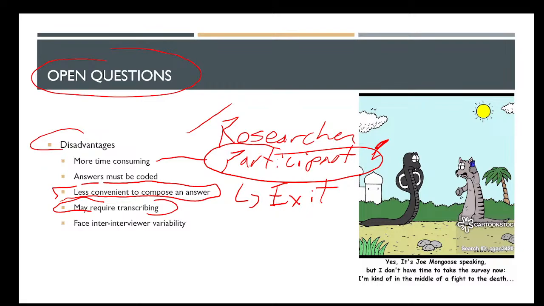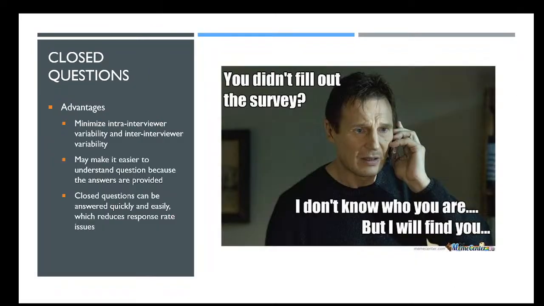And again, if you're doing this in any circumstance, you could face interviewer or intercoder variability, right? So two different people asking the same question might ask it a little bit differently, or if people ask for clarifications, they clarify it in different ways, and that can affect things. And then when people are coding them, there can be differences in how people code, how they interpret what someone said, and which coding categories they put it into. So they're much more complicated, and they have a lot of disadvantages.